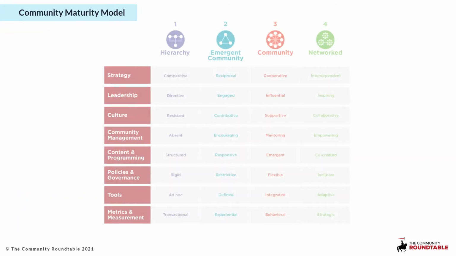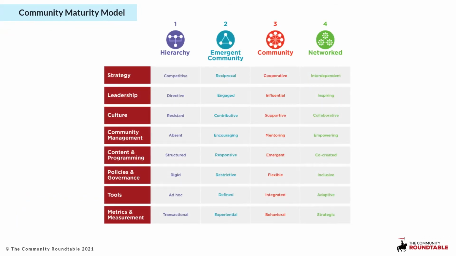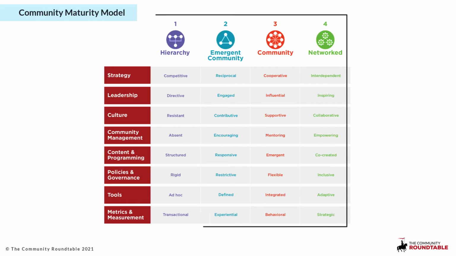The community maturity model, developed by the Community Roundtable, articulates the 2 concepts required to advance the business of community. First, it defines the 8 competencies required to build successful business communities. Second, it articulates how these competencies progress from hierarchical organizations to those that have embraced a networked approach to their business.